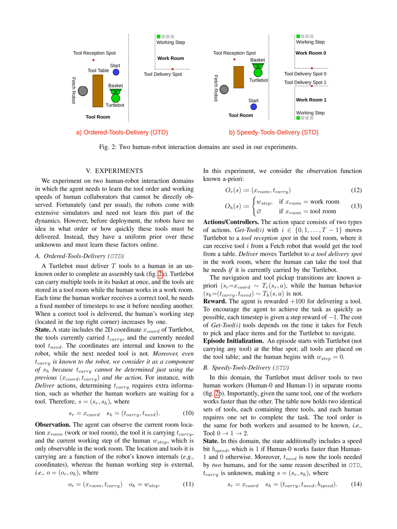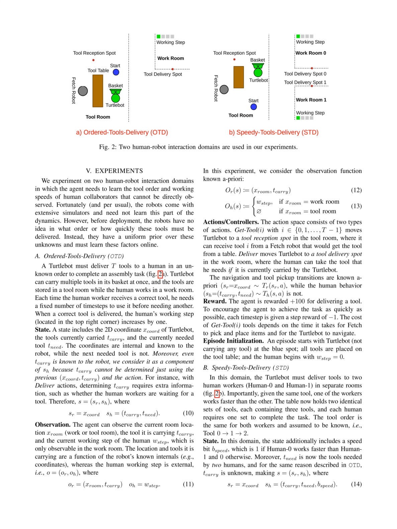Moreover, even though the tools currently carried are known to the robot, we consider it as a component of S_H because the tools currently carried cannot be determined just using the previous X-coordinate, tools currently carried, and the action. For instance, with deliver actions, determining the tools currently carried requires extra information, such as whether the human workers are waiting for a tool. Therefore, S = (S_R, S_H), where S_R = X-coordinate, S_H = (tools currently carried, tool needed).